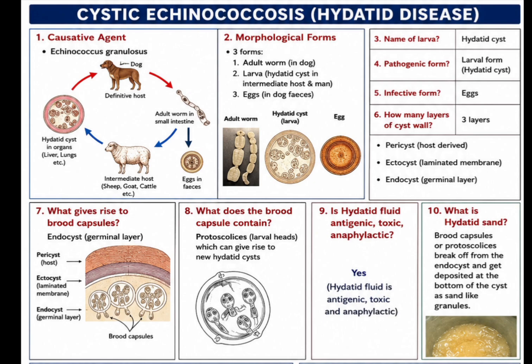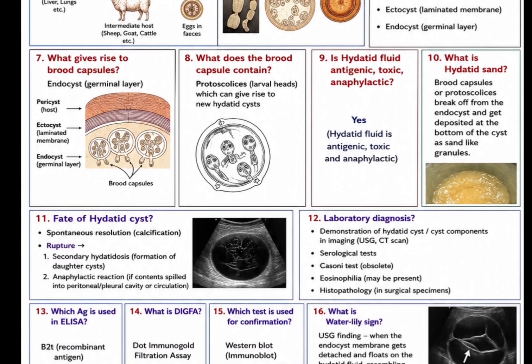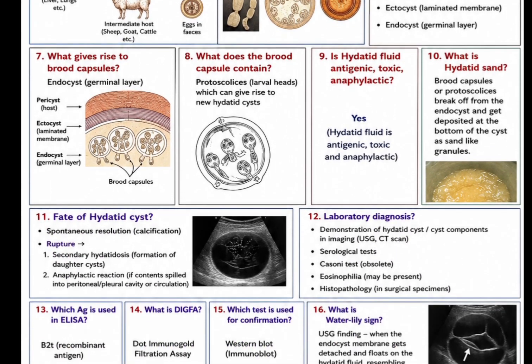What is hydatid sand? These brood capsules or protoscoleces break off from the endocyst and get deposited at the bottom of the cyst as sand-like granules. That is known as hydatid sand. Fate of hydatid cyst: there could be spontaneous resolution or calcification, or there could be rupture. If rupture occurs, there could be 2 things: one is secondary hydatidosis, formation of daughter cysts, and another is anaphylactic reaction. I just told that this hydatid fluid is anaphylactic, antigenic, and toxic in nature, so it can cause anaphylactic reaction. That is very serious.